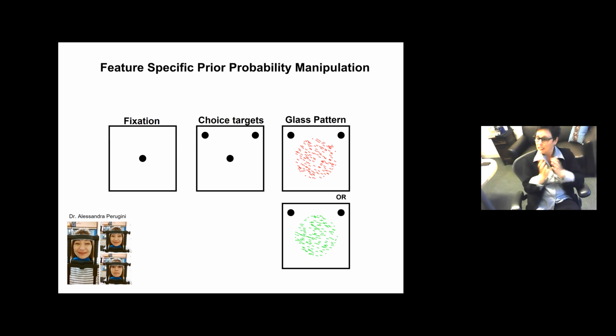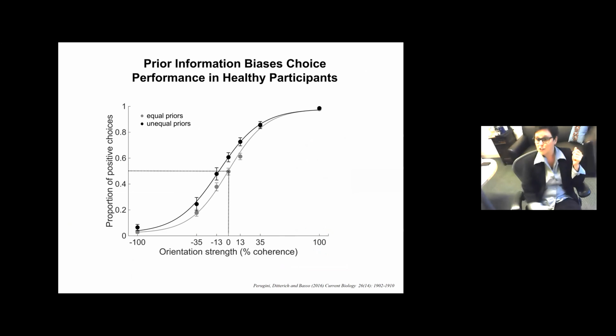So the idea is by varying that probability information in this sort of feature-specific, color-specific way, she could ask whether people used memory information, that statistical probability, when faced with sensory uncertainty. So if the sensory information was ambiguous, if the coherences were not very clear, would they fall back on those statistics that they had learned, right, that they were learning? And sure enough, healthy people do this.